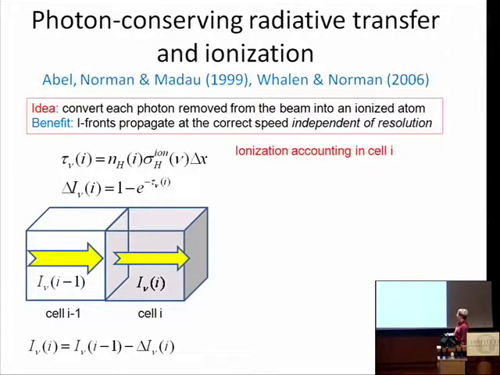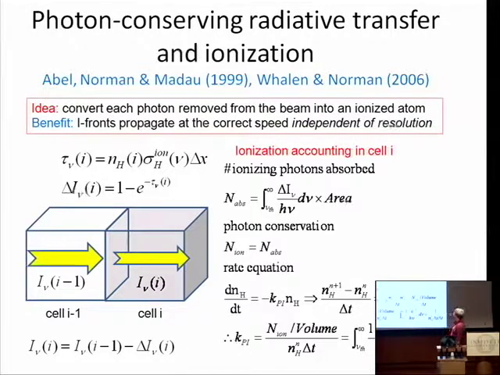And so this is the number of ionizing photons that have been removed from the beam. And all you do is you take that number and create that many ionizations. And then you have a photon-conserving scheme. So how's that done? So here's the ionization accounting in cell I.